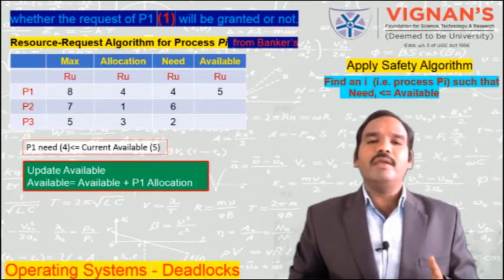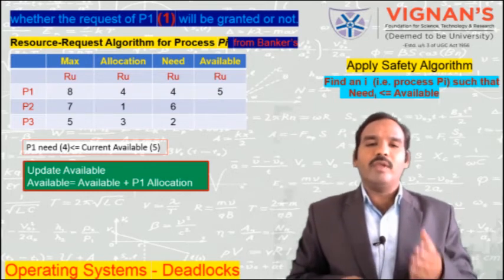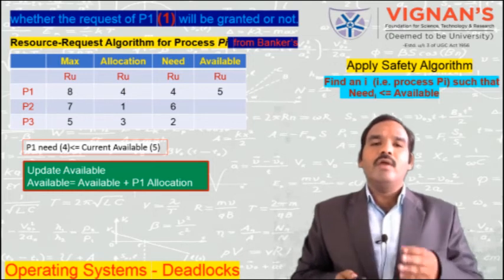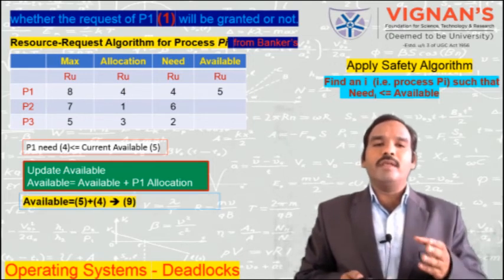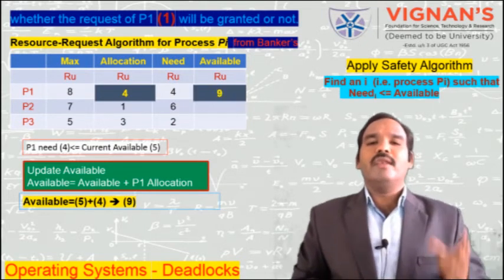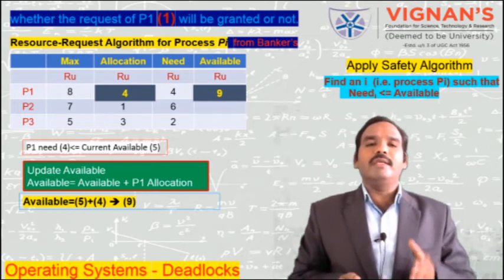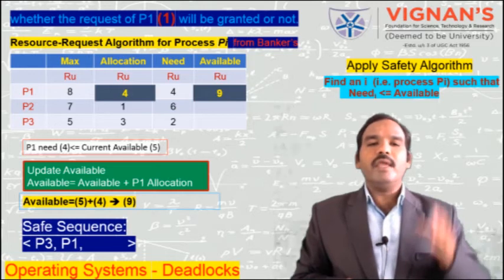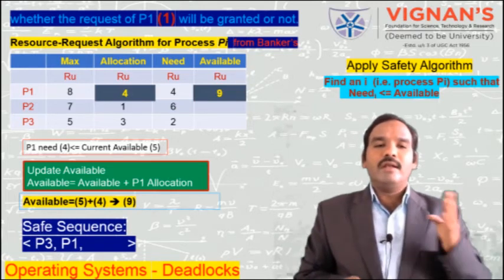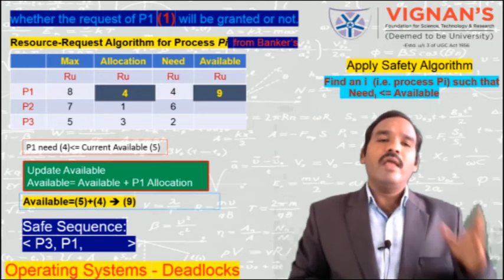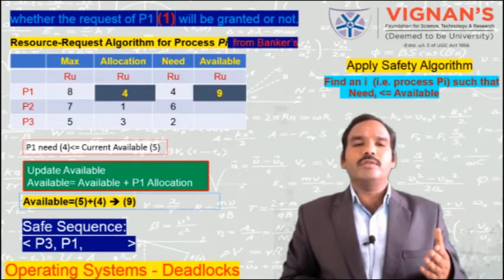What is available here? Available equals available plus P1 allocation. Current available is 5. 5 plus P1 allocation. How much is allocated for P1? 4. So 5 plus 4 equals 9. So the current availability is 9. And what is the safe sequence here? P3, P1. So this is a definite safe sequence. First you have to allocate the resources for P3, and next you have to allocate the resources for P1.